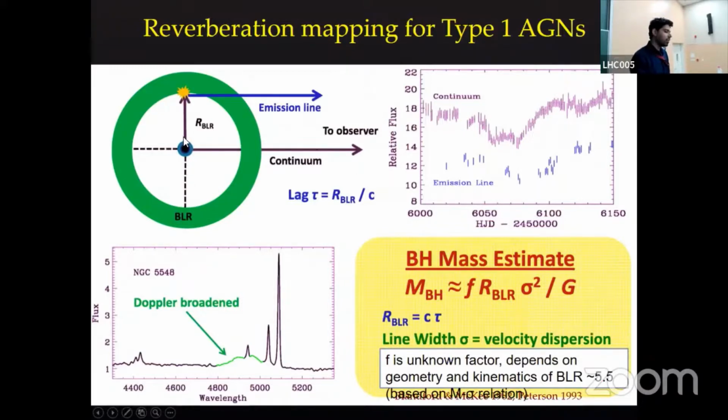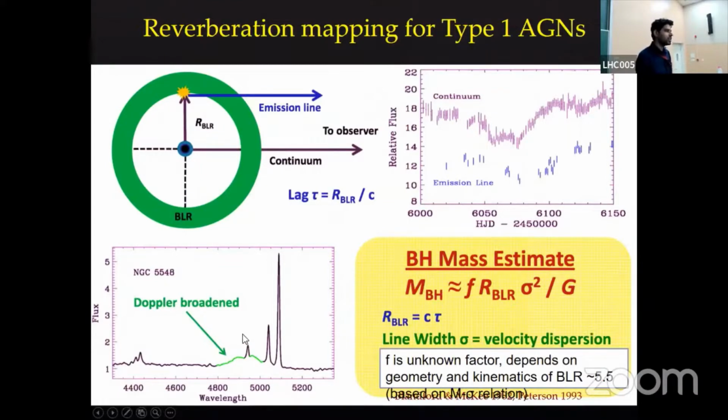But some part of this light will be absorbed by the clouds sitting in the broad emission line region, and they will absorb it and re-emit, but after a certain time delay, because this light has to travel there. This delay corresponds to the light travel time from the disk to the broad line region. So if you monitor the continuum emission, as well as do spectroscopic monitoring, you can estimate the lag because you do the cross correlation. So you can get the time delay.